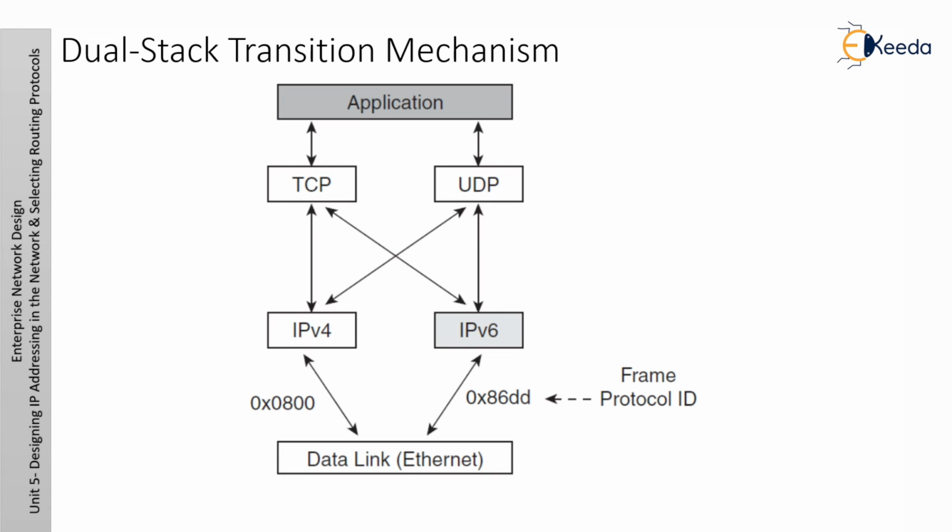Operating systems that support the IP version 6 stack include FreeBSD, Berkeley Software Distribution, Linux, Sun Solaris, Windows 2000, XP, Vista, and nowadays it is very common to use. So the data link layer is there, with frame or protocol ID, and the IP version 4 and IP version 6 stacks are there, communicating across a variety of protocols like TCP and UDP.